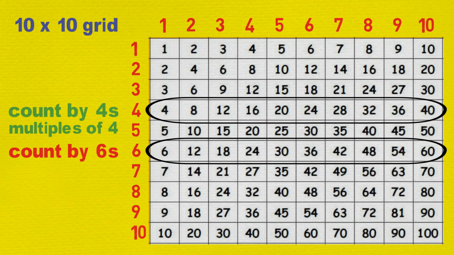"Or counting by 7s, 8s, and 9s, or any of these numbers," piped in Min. "The grid makes it easy." Pause the video and use the 10 by 10 grid to skip count by 7s, 8s, and 9s. That is, get the multiples of 7, 8, and 9.